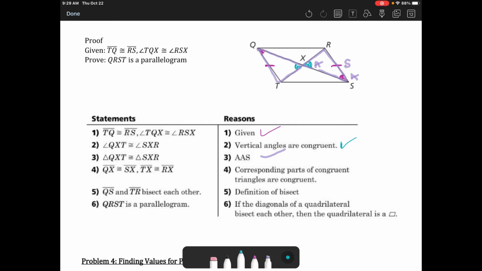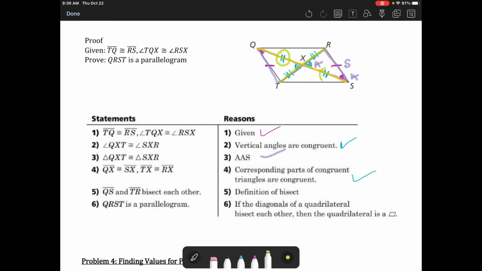After you've proven that those two triangles are congruent, we can conclude that the other corresponding parts of the triangles are also congruent. So we can now conclude that QX is congruent to SX, and TX is congruent to XR. And so we can say that QS and TR bisect each other.